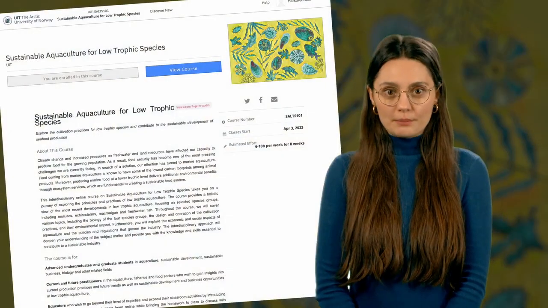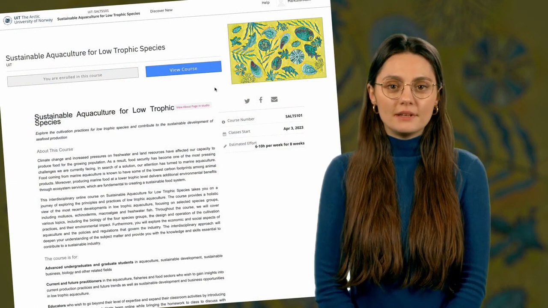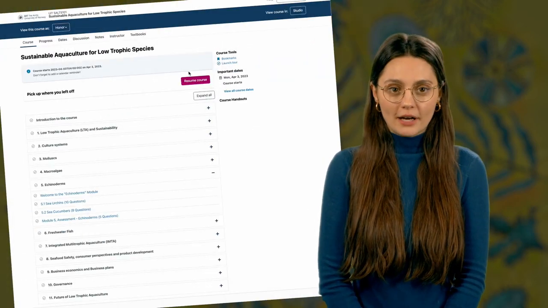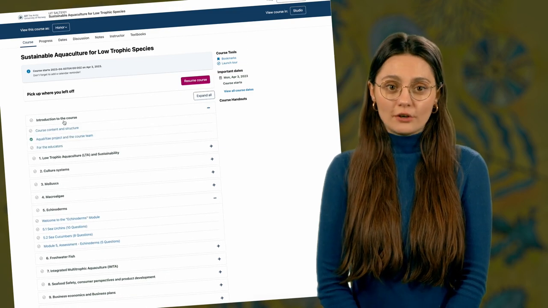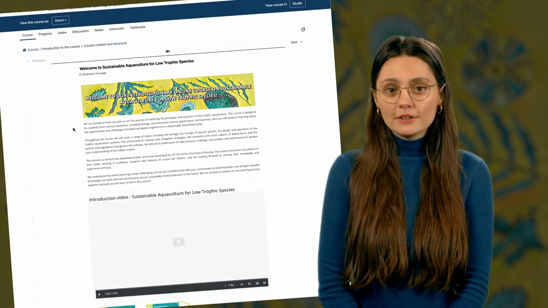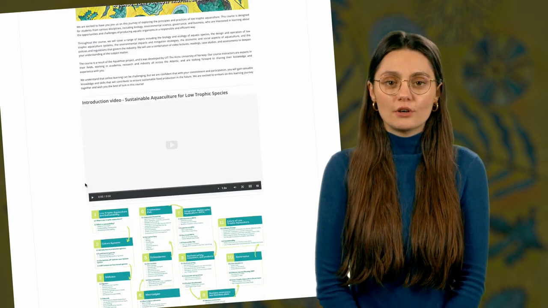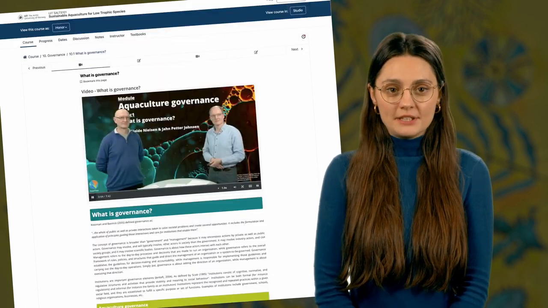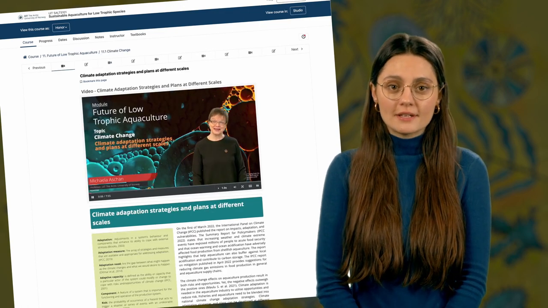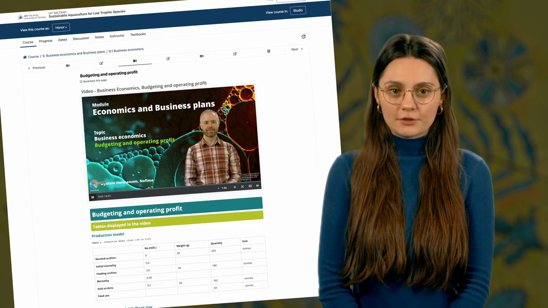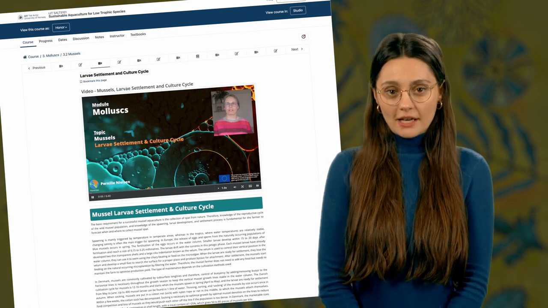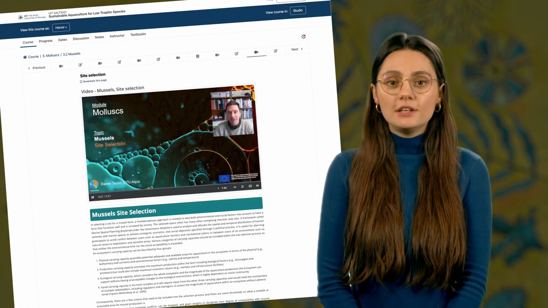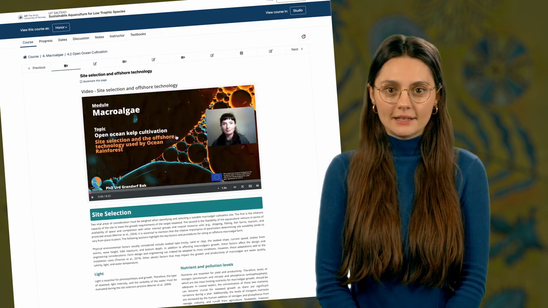As part of the AquaVitae project, we have created an interdisciplinary master-level course on low trophic aquaculture. With this course, we aim to fill the knowledge gap in this field and inspire the future generation of low trophic aquaculture experts. Sustainable aquaculture for low trophic species is an open access and free course available on an open edX platform. The course is a collective effort of academics, researchers, and industry representatives across the Atlantic, and it was developed and coordinated by UIT, the Arctic University of Norway.